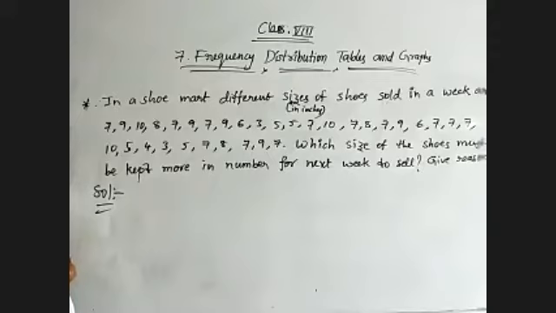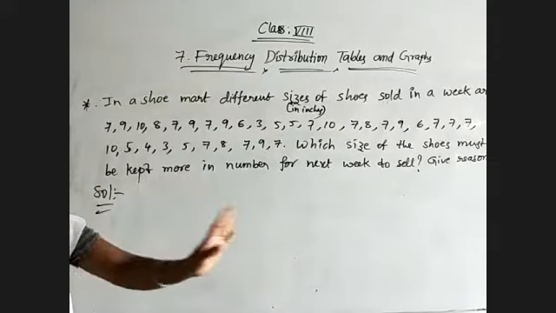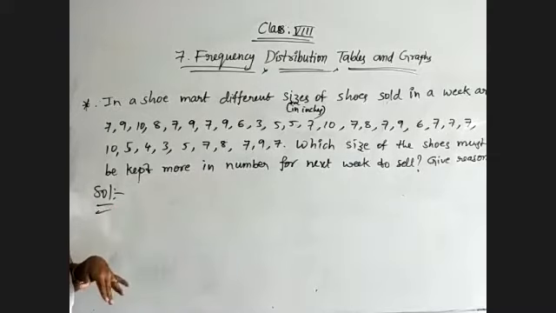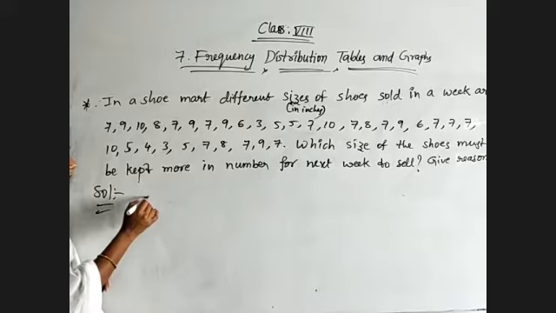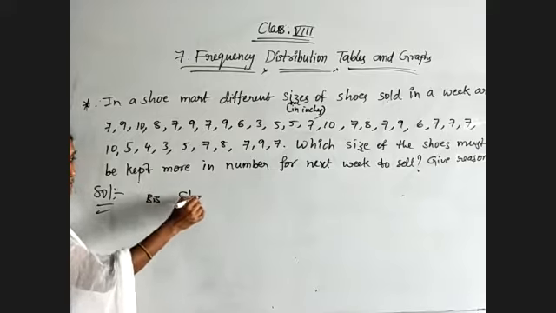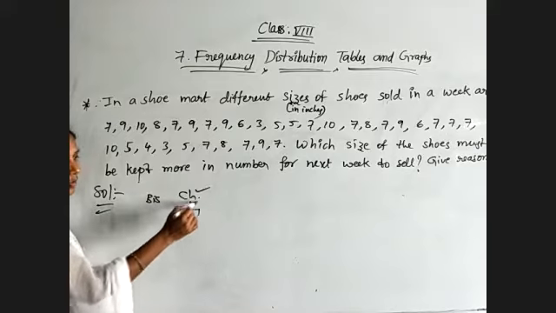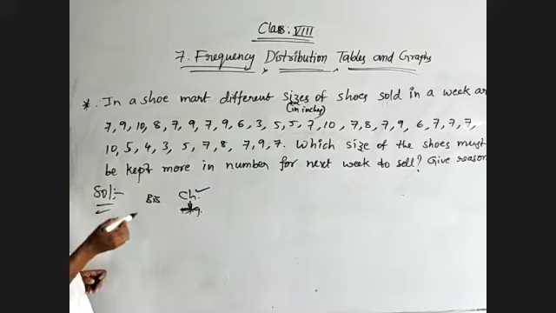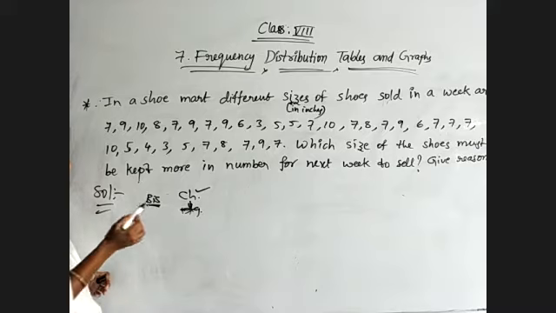Why are we calculating the mode? What is the question? Which size of the shoes must be kept more in number for next week to sell? Those that were sold in more number, for them only we need to buy next time. See, for suppose in a shop, biscuits are there and chocolates are there. But most of the people are buying chocolates only, and biscuits are left like that only.